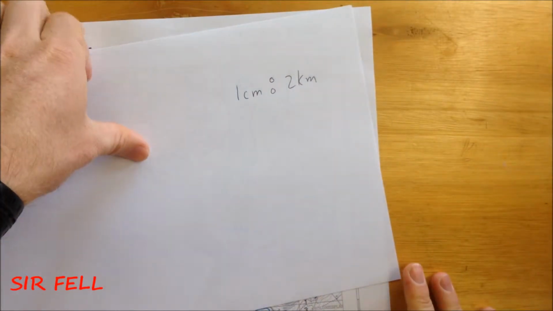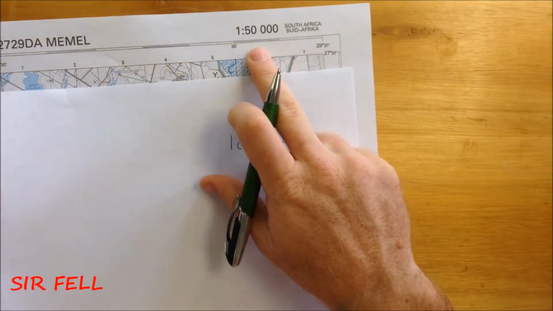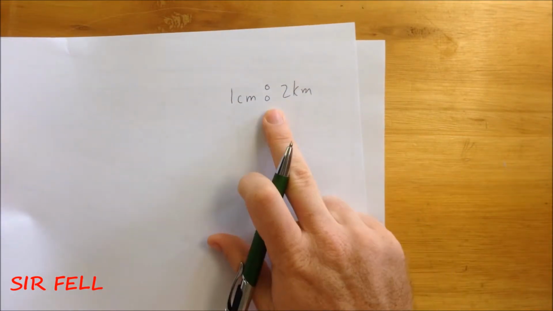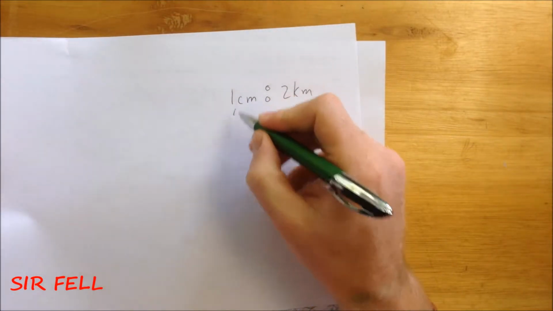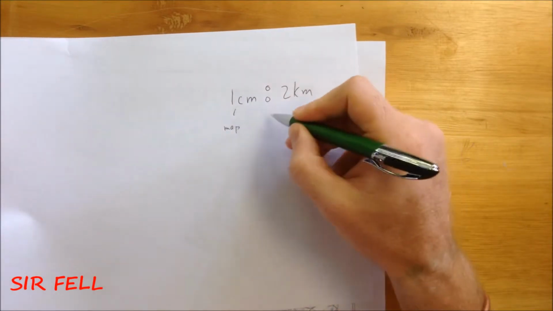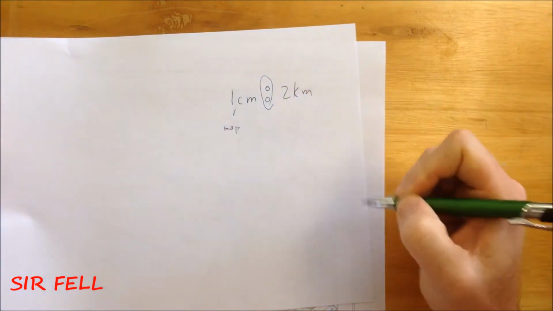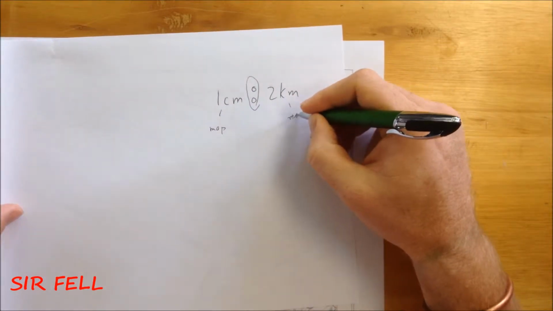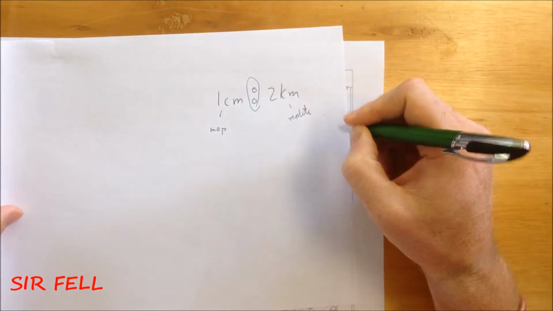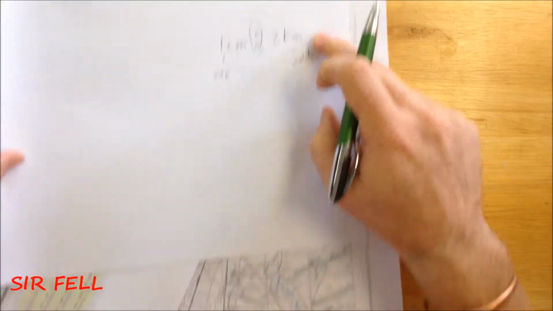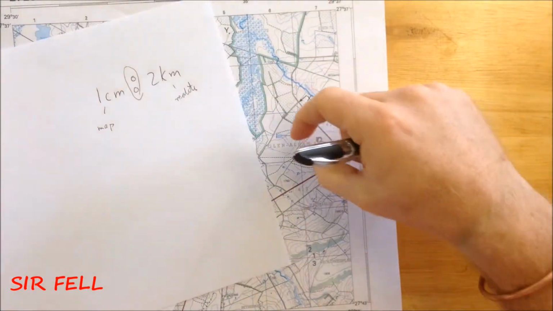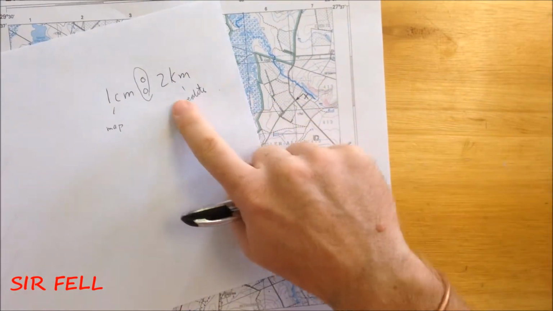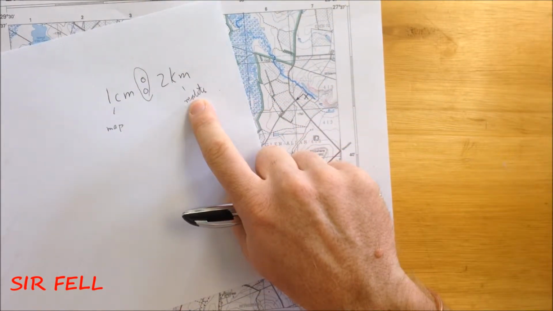Instead of it not having any units, meaning centimeters or kilometers, like this on the map, I'm going to give it to you like this. This means 1 centimeter on the map represents, or is equal to, 2 kilometers in reality. So if I was to use this scale, which is incorrect for this map, I would say that for 1 centimeter on this map that I measure, I'm going to have to walk 2 kilometers in reality.